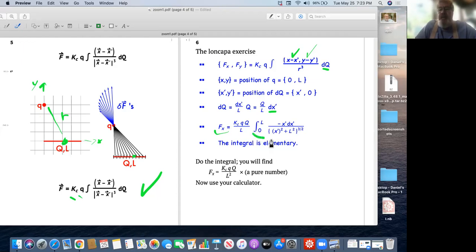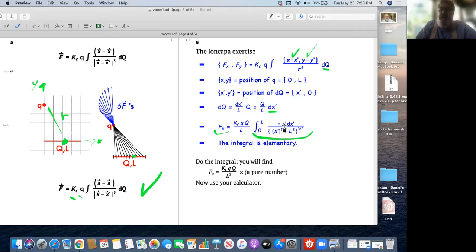This integral is elementary. I'm sure you can do that integral just with a piece of paper. Last week, I showed 3 methods of calculating integrals, and you can apply any of those 3 methods to this integral. But probably for this one, the easiest way is to just do the integral by pure mathematics.